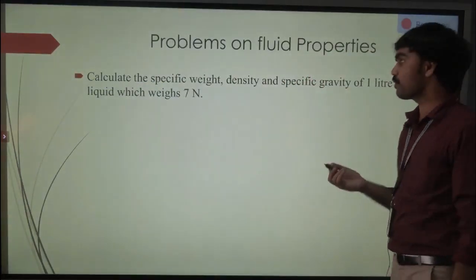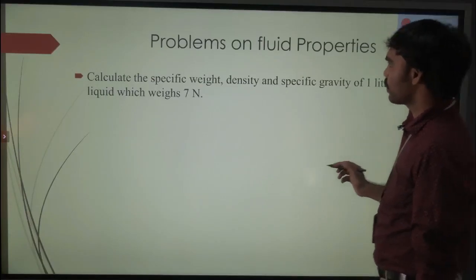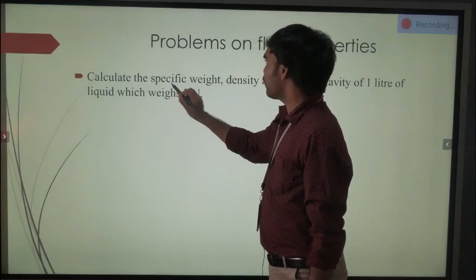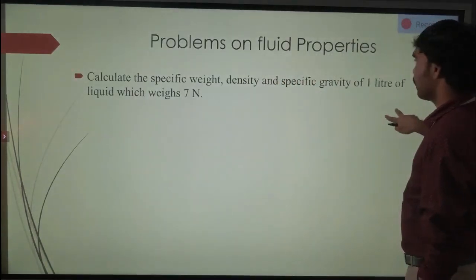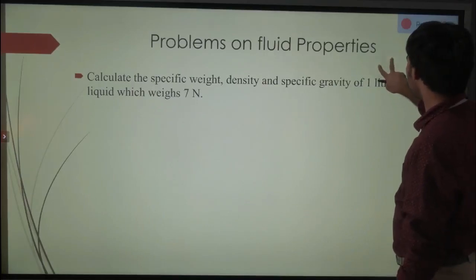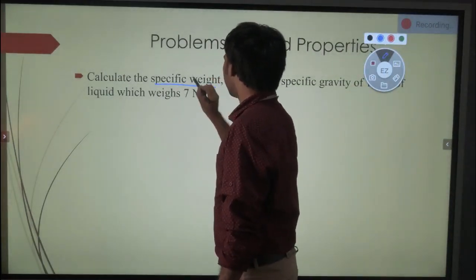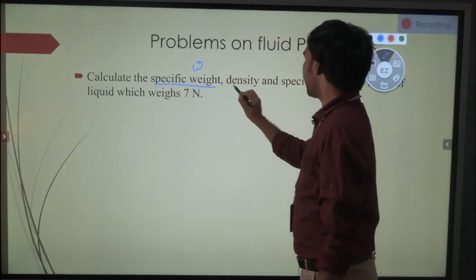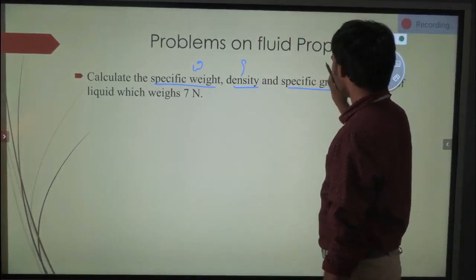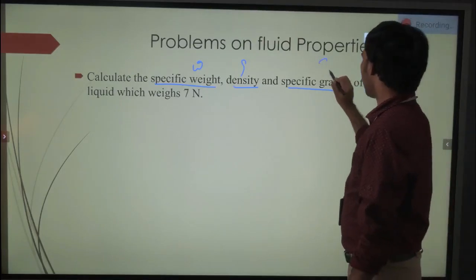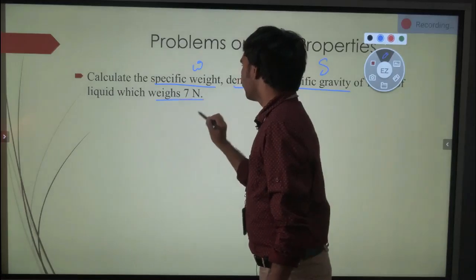Now we will try to solve a few numerical problems related to fluid properties, whatever we have discussed so far. So the question is, calculate the specific weight, density and specific gravity of the liquid which weighs 7 newtons.